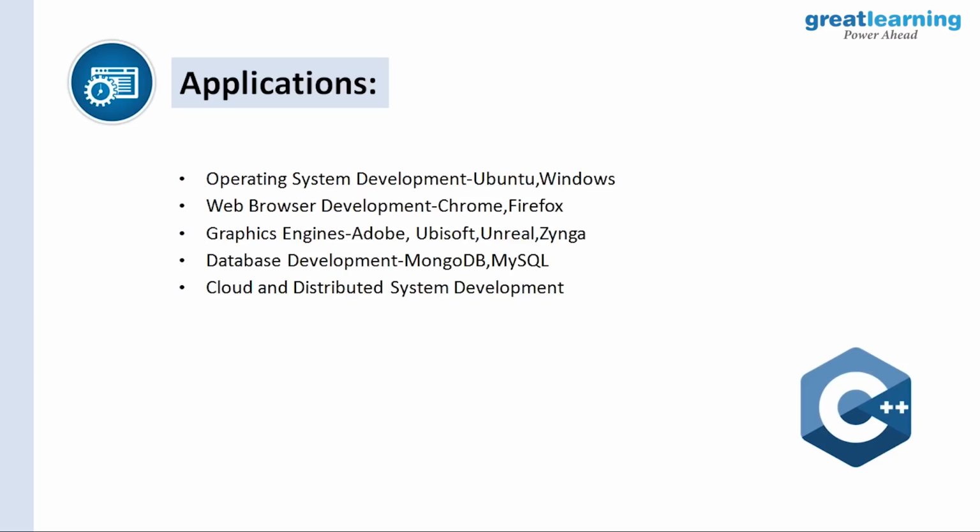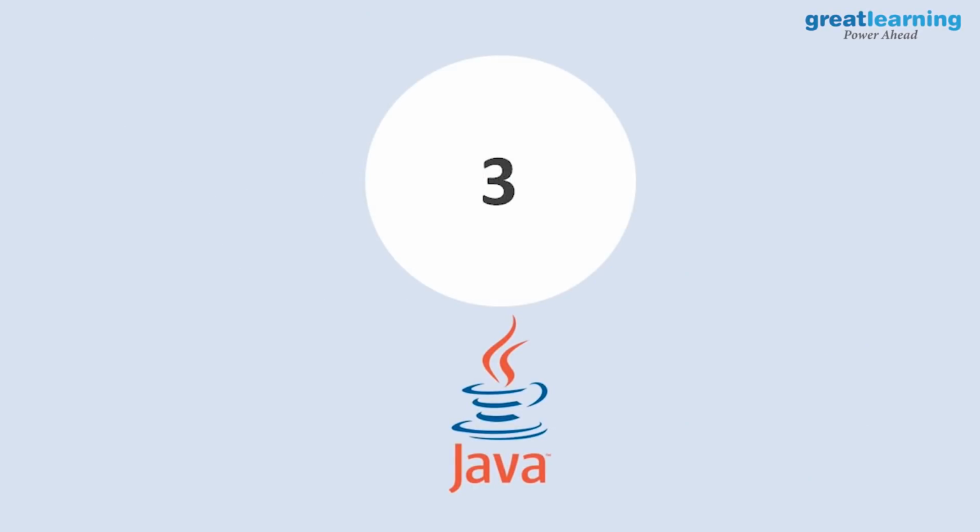Also for graphics, Adobe, Unisoft, Unreal, and Zynga are there. For database development, MongoDB and MySQL are also written in C++. At number 3, we have Java.